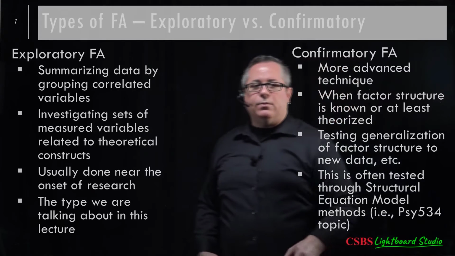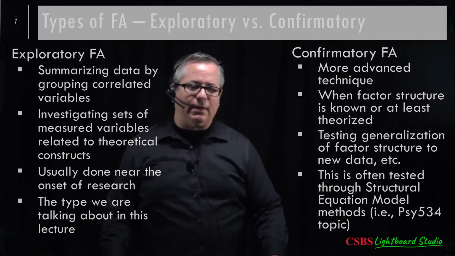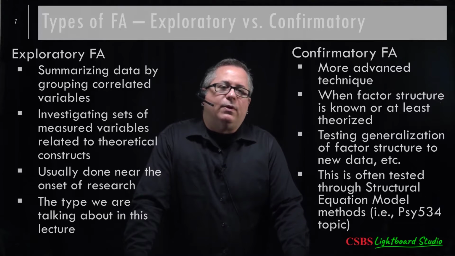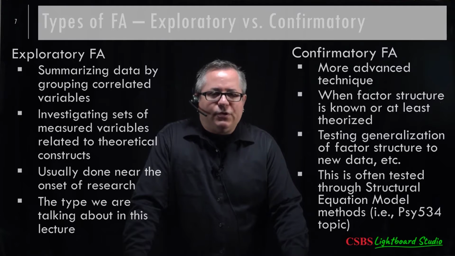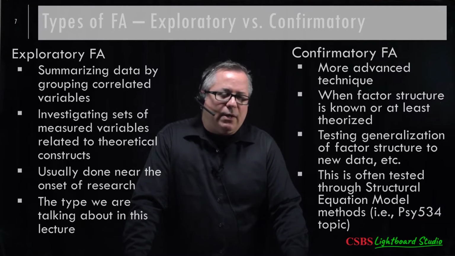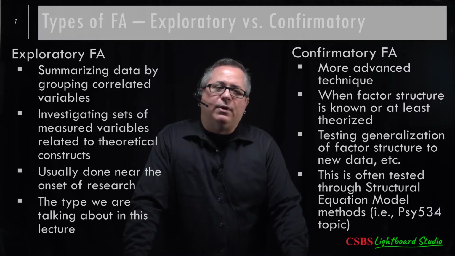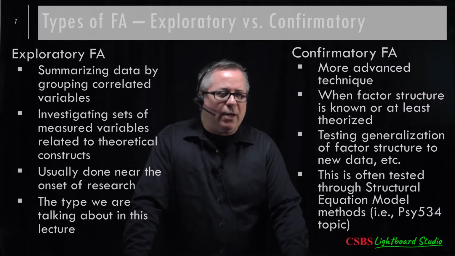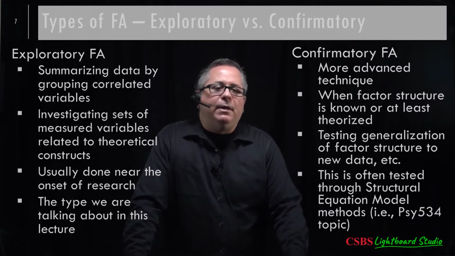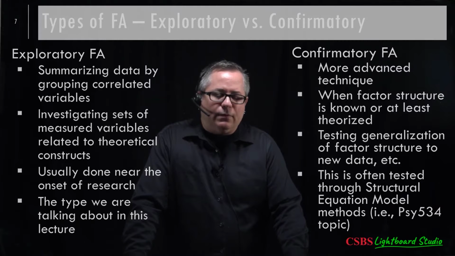All right. So what's the difference? Just to clarify, in exploratory factor analysis, we're trying to summarize data by grouping correlated variables together. It's more of an investigation of measured variables and how they relate to theoretical constructs. It's usually done earlier on in research, usually when you're developing a scale and you're trying to find out if the items go together in a way that makes sense and how they really are hanging together and how people are responding to items in a consistent way. And it's what we're going to talk about for the remainder of this class and the next lecture.